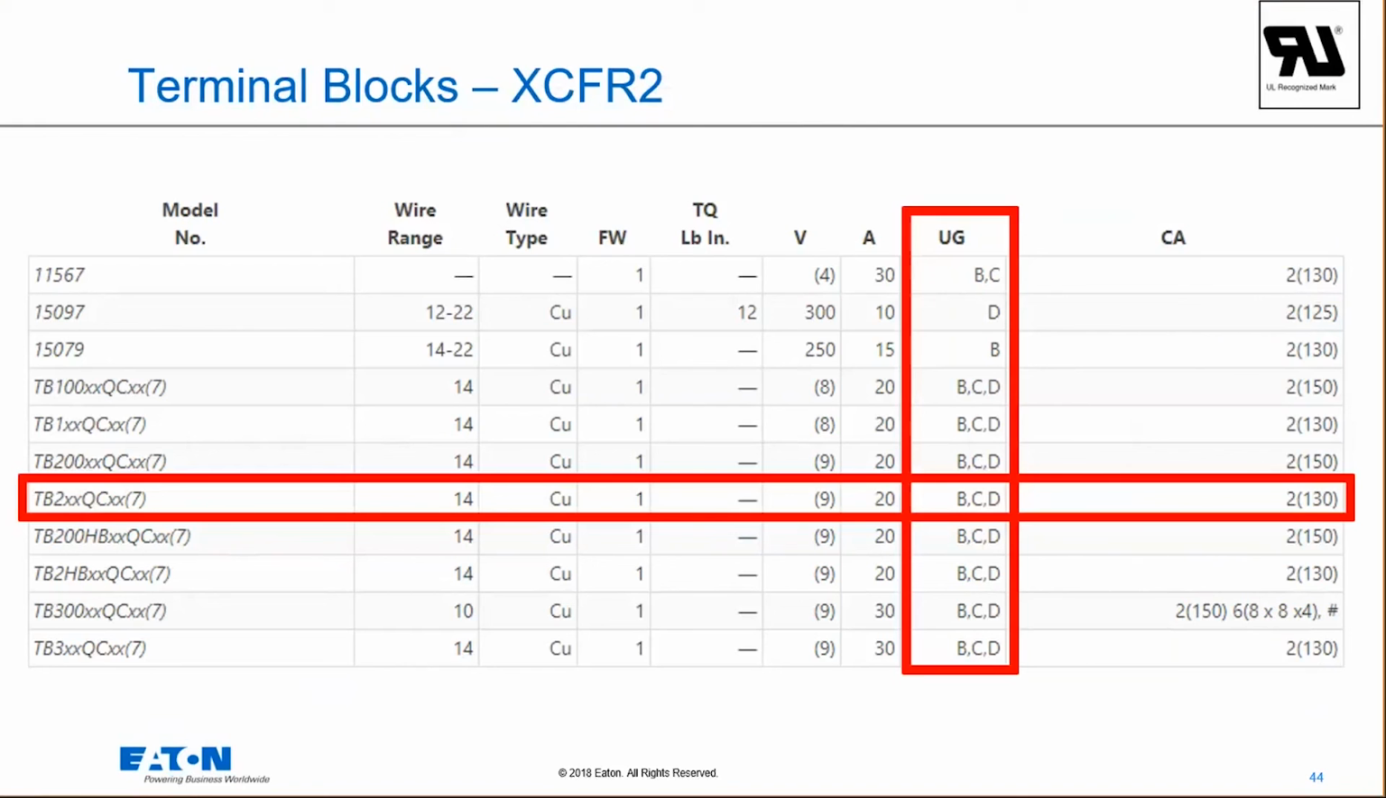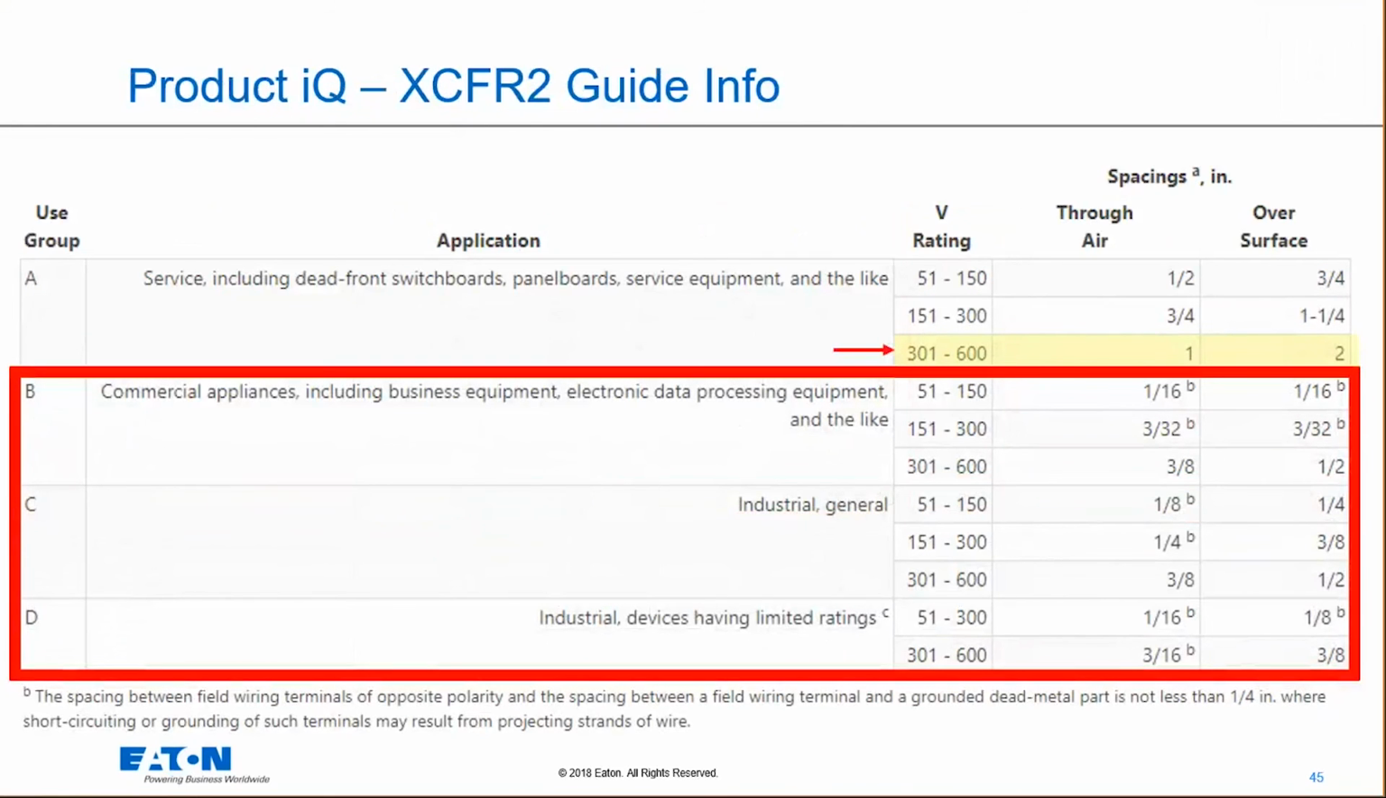Well, when you look at that in great detail, you'll see that, geez, under Product IQ on UL's website, there's a lot of different applications that terminal block can be used on. And depending on those applications, that's what it's recognized for. So if I'm using it in commercial appliances, there's one set of criteria for that, how much spacing I need to use. If I use it for industrial general, there's another set of spacings I have to use. And then obviously if there's limited ratings, industrial limited ratings under D, there's a certain spacing I have to use.